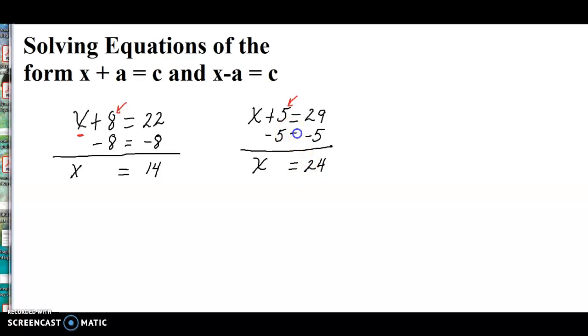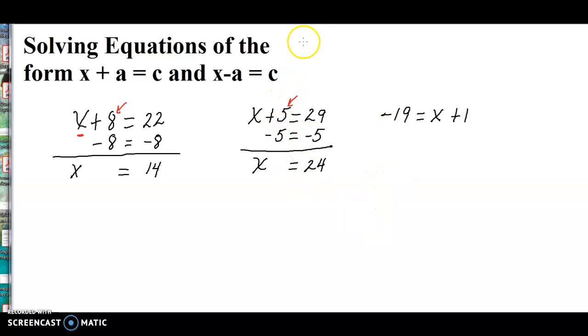Oh, I forgot to put my equal sign in between there. Okay. So now let's look at our third problem here. We have negative 19 is equal to x plus 1.